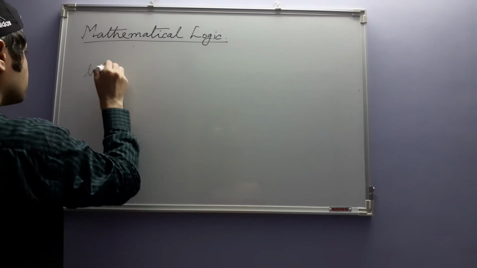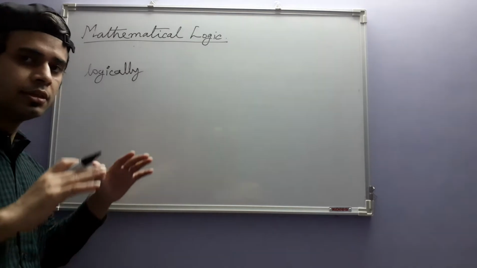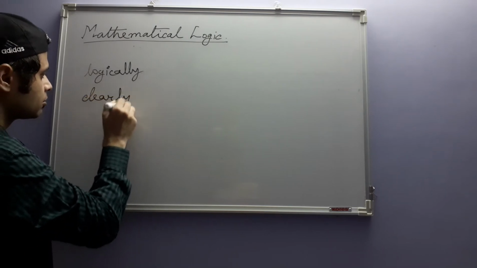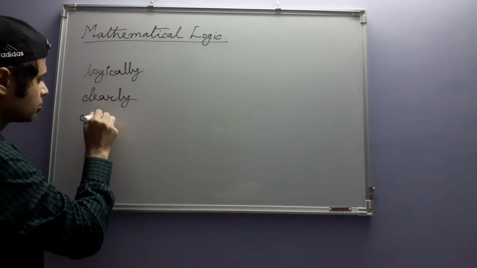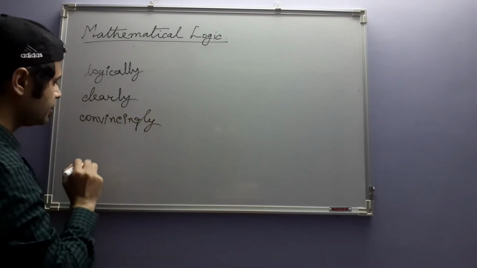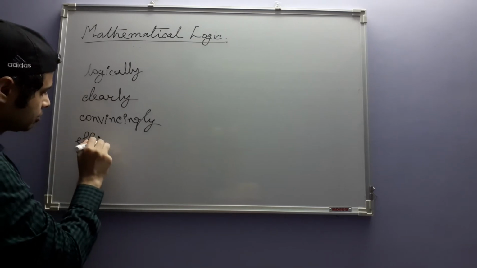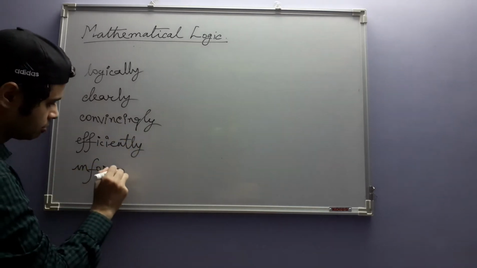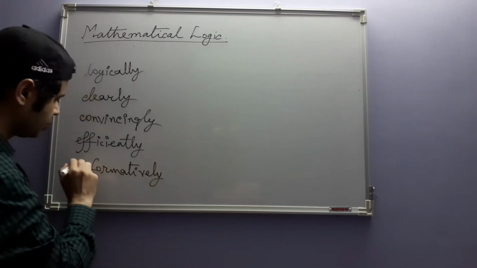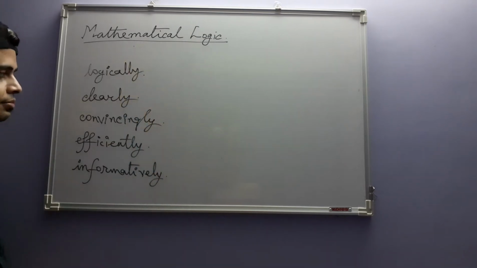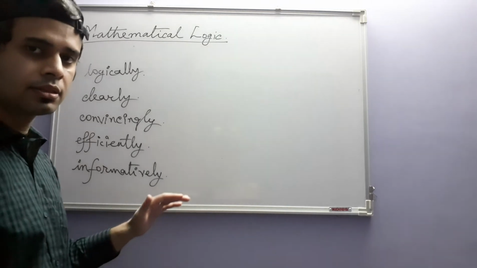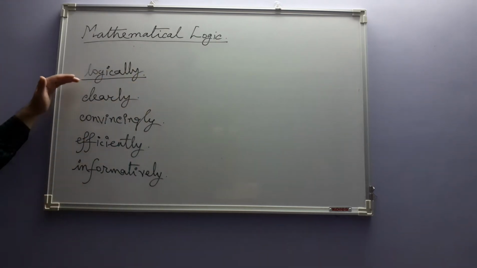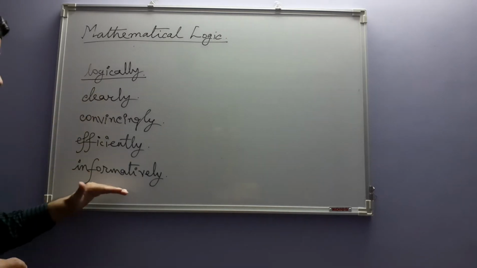writing logically is related to but is somewhat different from writing clearly, convincingly, efficiently, or informatively. So these are different styles of writing about something. We want this, and how is this different from the other styles of writing?